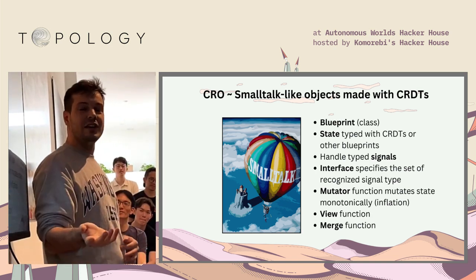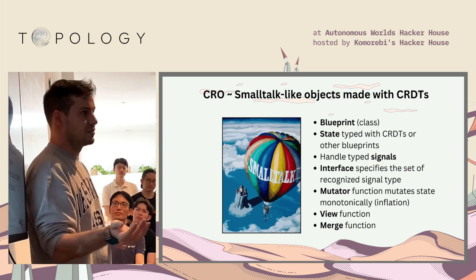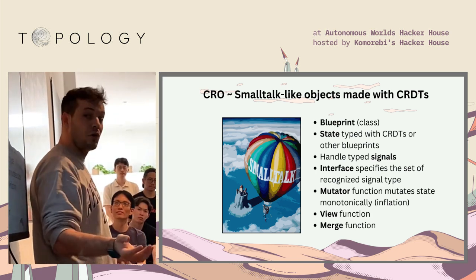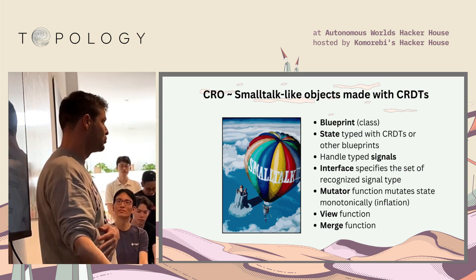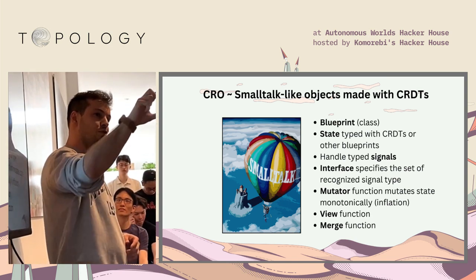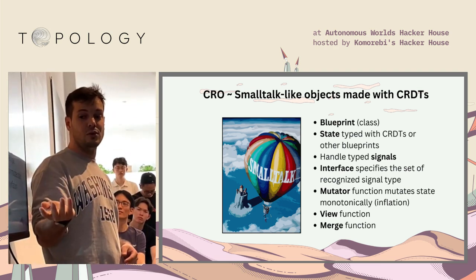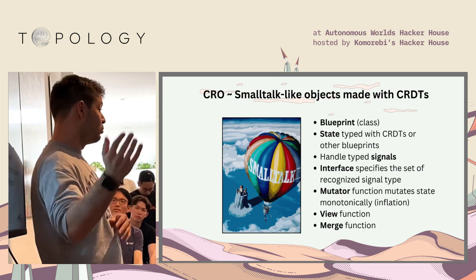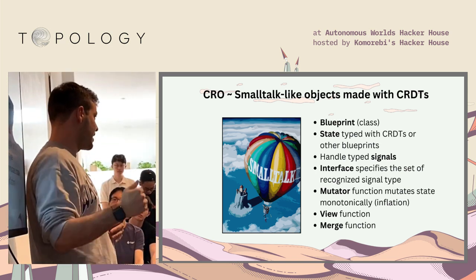But the thing that Smalltalk objects allow us to do is lots of things, and we have blueprints for those kinds of objects. We have the state definition, so basically the CROs that we are talking about are composed of some kind of state, and then some functions. Those functions can be views or can be mutators, so they can actually mutate state. The thing about the mutation is it's monotonic, so we can only grow in size.